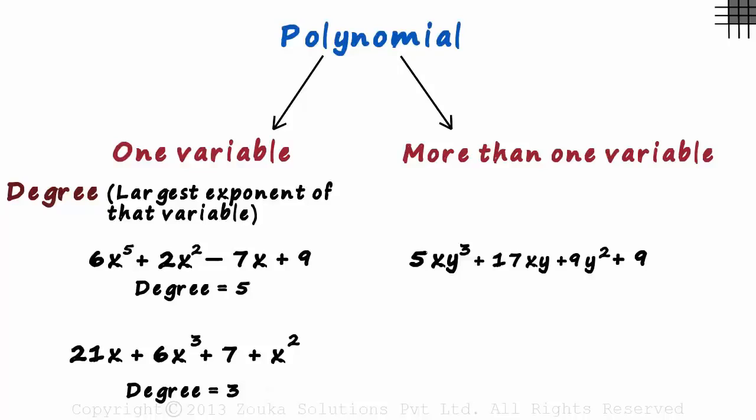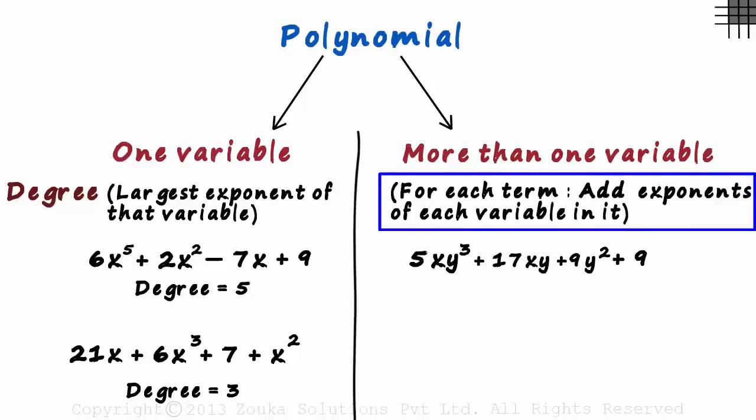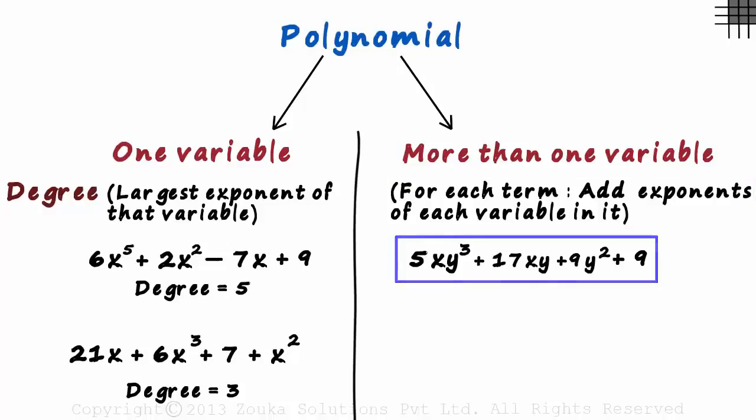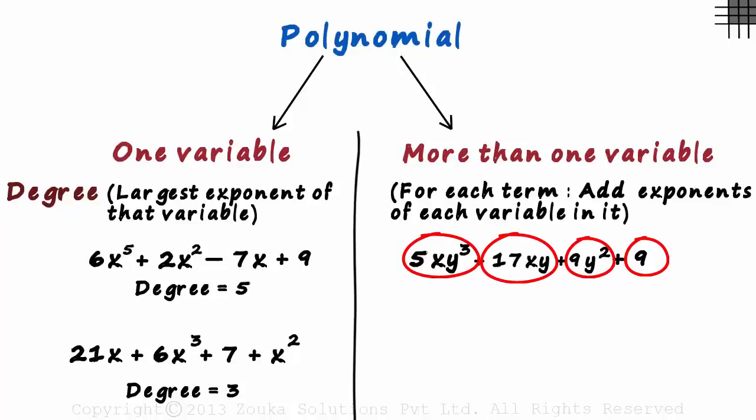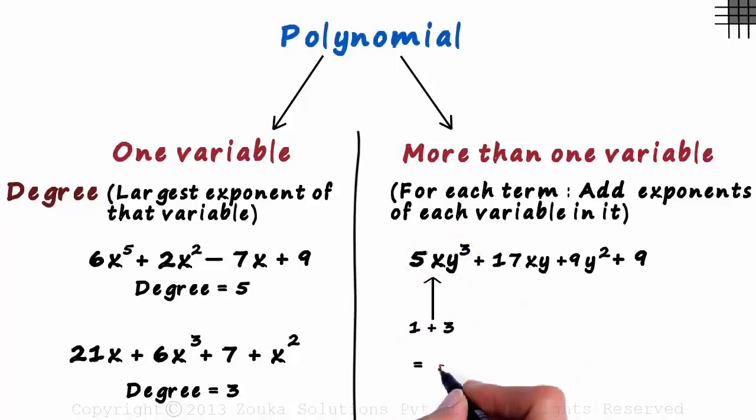Is it any different in the second case? Yes, slightly different. In the second case, for each term, we add the exponents of each variable in it. How will it work out for the first example? Remember, we have to look at each term individually. Consider the first term, 5xy^3. We add the exponents of each variable in it. The exponent of x is 1 and the exponent of y is 3. So for the first term, we consider the power to be 1 + 3, which is 4.